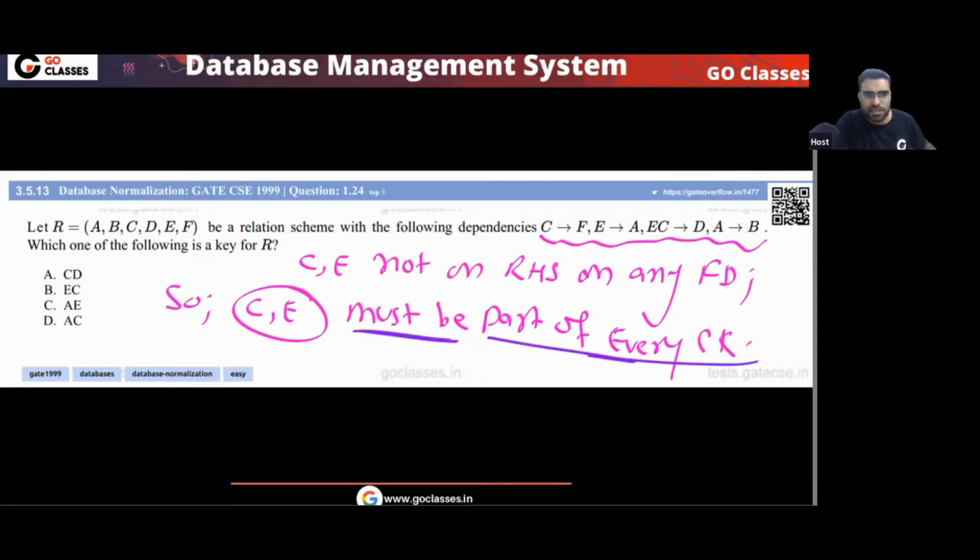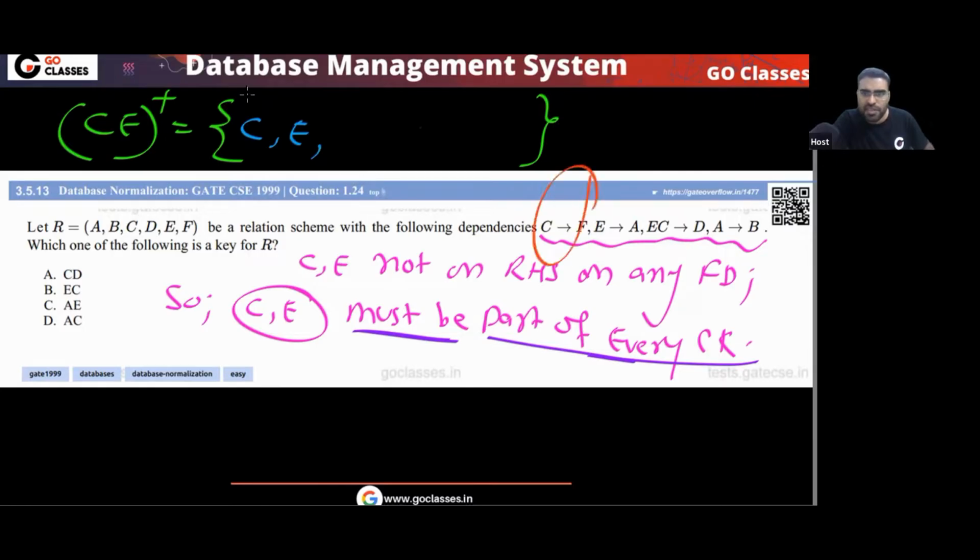Now you tell me, is CE itself enough? Let's check the closure of CE. That will be CE. What else can you bring? Remember, C can determine F, so you will get F also. E can determine A. Yes or no? So you got A also.